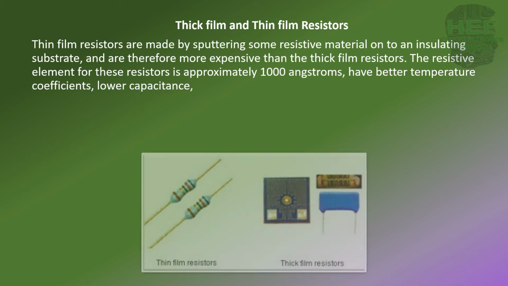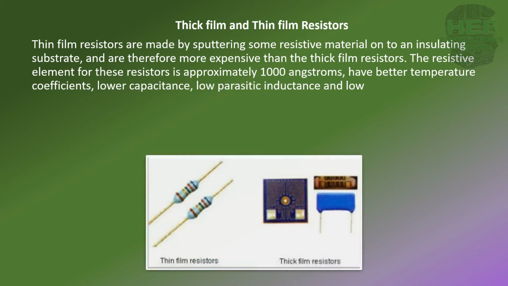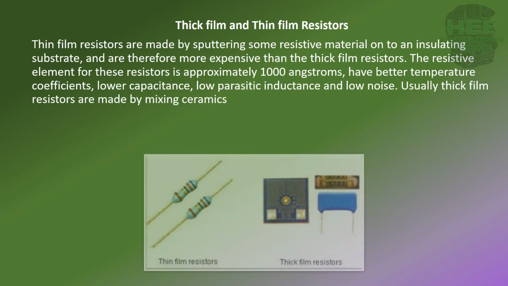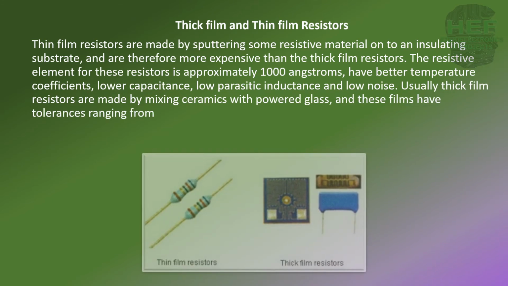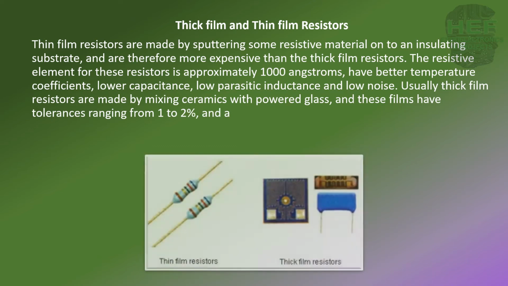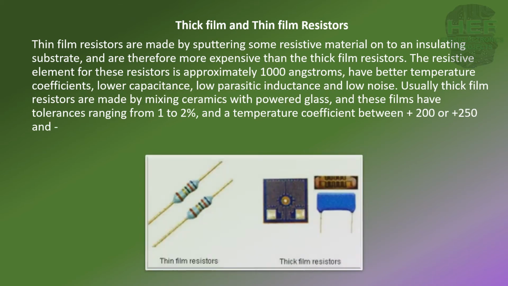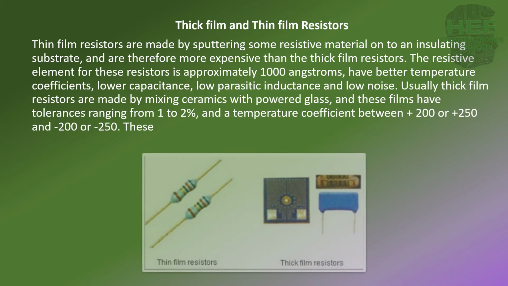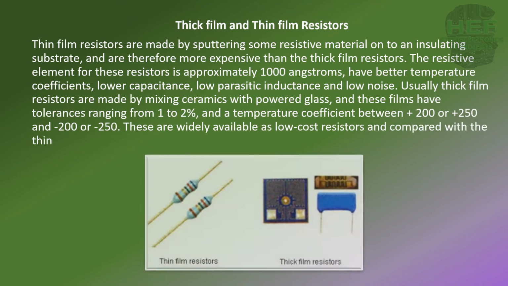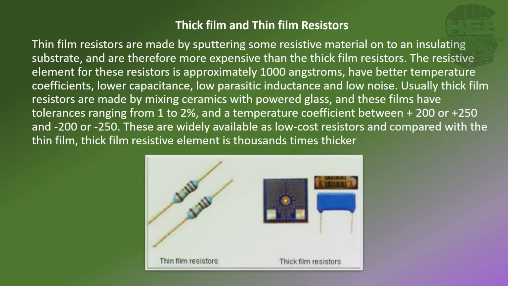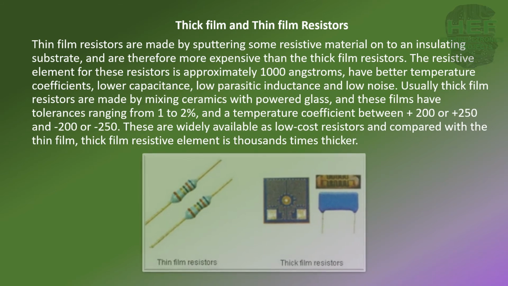Thick film and thin film resistors. These resistors are preferred for microwave active and passive power components such as microwave power terminations, microwave power resistors and microwave power attenuators. These are mostly used for applications that require high accuracy and high stability. Usually thick film resistors are made by mixing ceramics with powdered glass, and these films have tolerances ranging from 1 to 2% and a temperature coefficient between positive 200 or positive 250 and negative 200 or negative 250. These are widely available as low-cost resistors, and compared with the thin film, the thick film resistive element is thousands of times thicker.